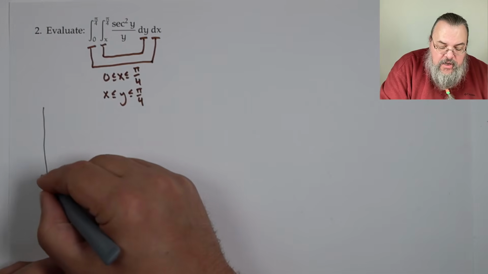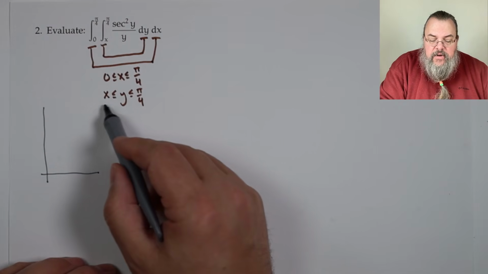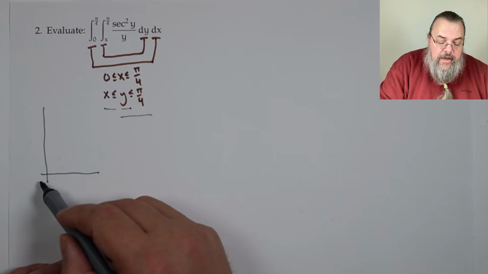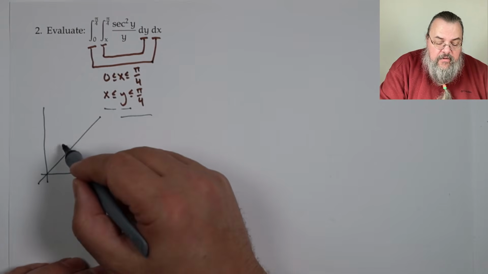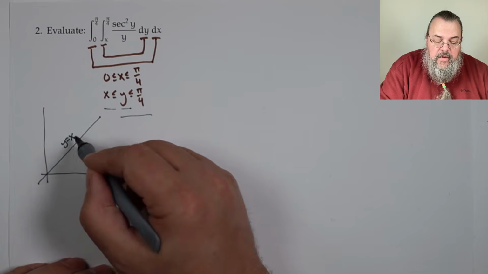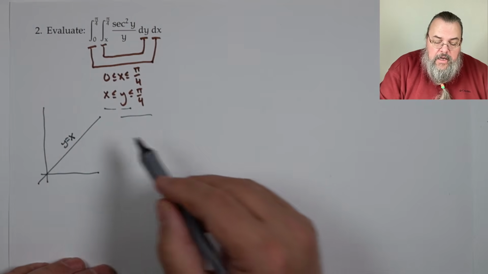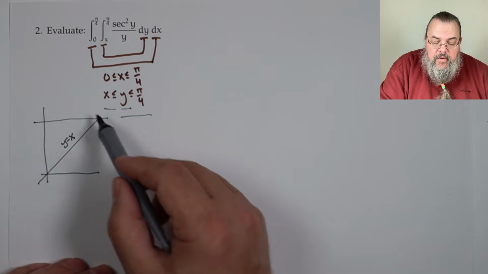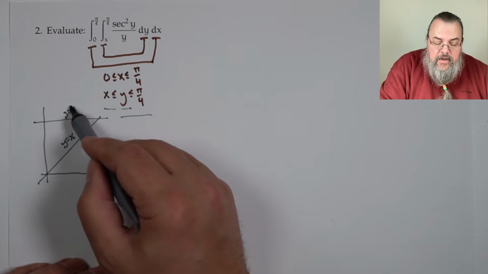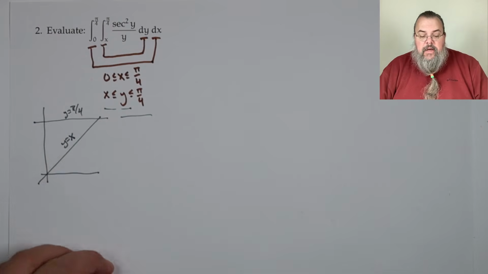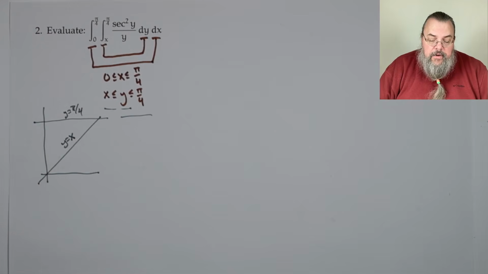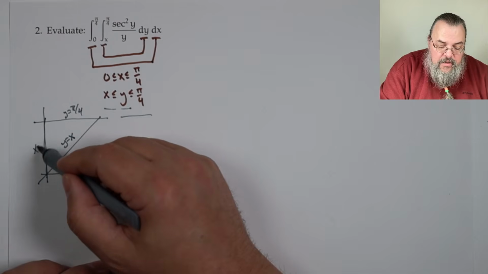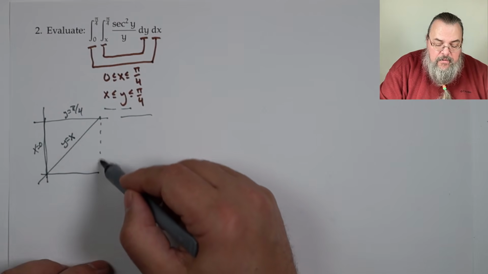If we sketch our curves, there's really just two curves, right? The x equals y curve and the y equals pi over 4 curve. Now, x equals y is the same as y equals x. And y equals pi over 4, that looks like this line. y equals pi over 4. And where are we going from? Well, we're going from x equals 0, which is over here, to x equals pi over 4.